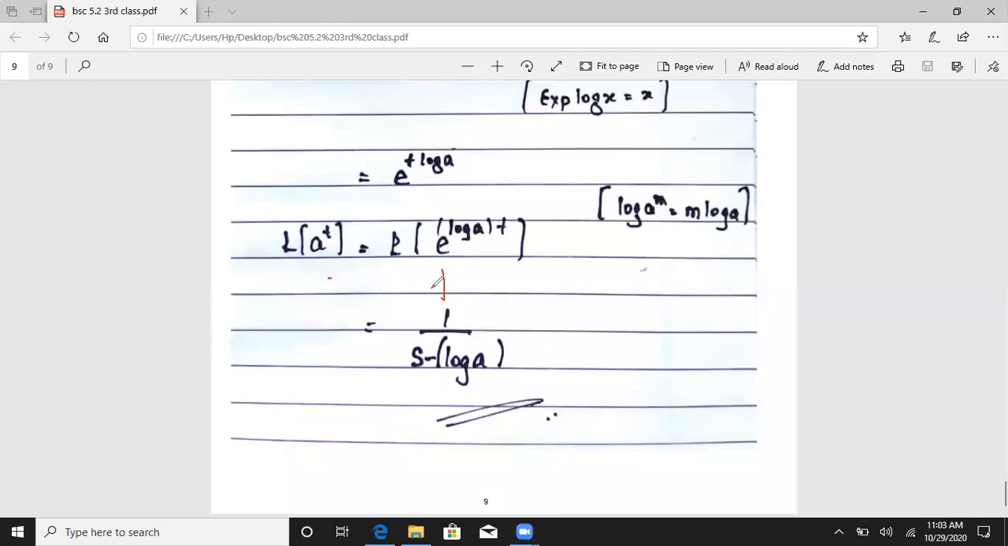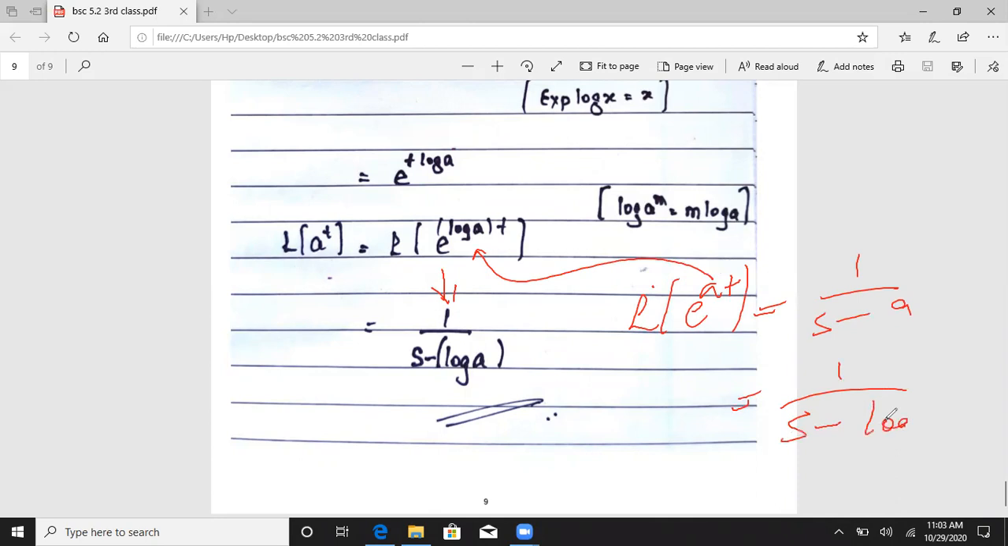You know, the Laplace transformation of e to the power at is equal to 1 divided by s minus a. And here, instead of a, we have log of a. That means we write 1 divided by s minus log of a. This is our result.